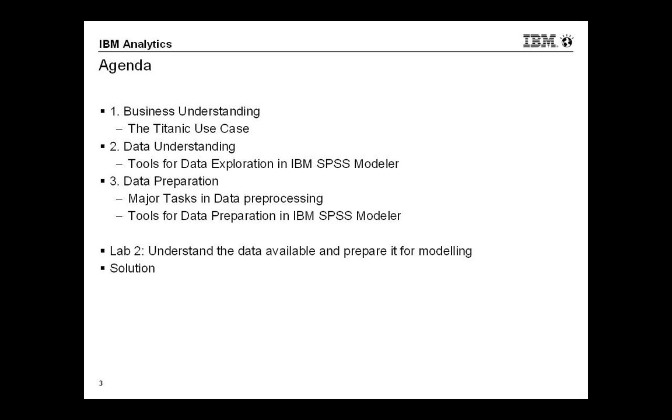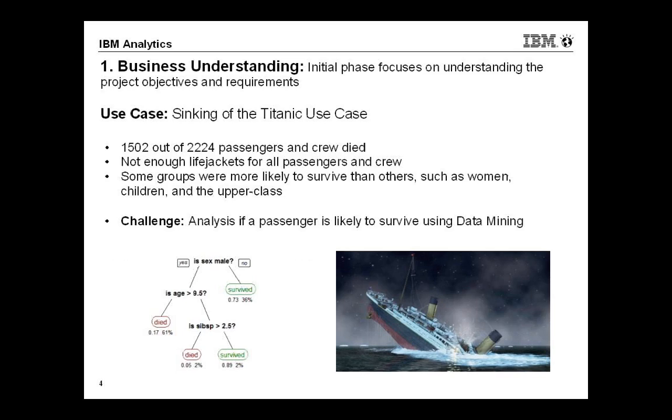So the first step of CRISP-DM, again, is business understanding. Without knowing what exactly the objectives and requirements are for the project, the chances for the success of a data mining task are reduced. You have to know what you're going to do, what you're going to look for, what data you're going to need, and why you are doing it. So in our case, we're looking at the sinking of the Titanic use case, a very famous use case.